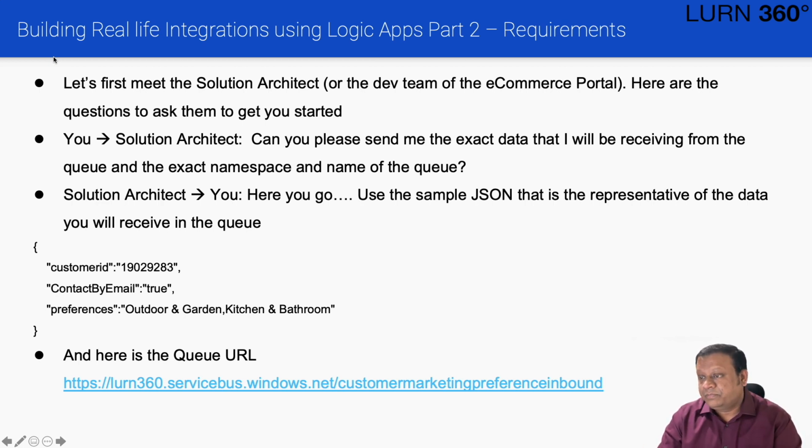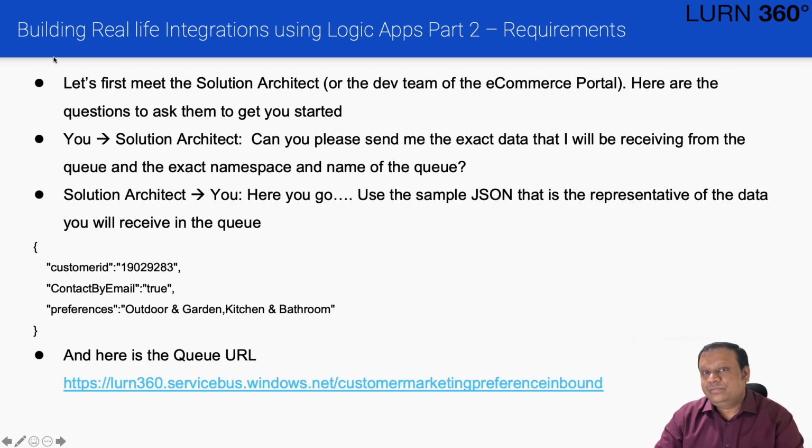Let's go ahead and ask, can you please give me or send me the exact data that I'll be receiving in the queue and the namespace of that queue? So there's two things you need to know. You're told that you would receive the data in the queue, so you need to know which queue: the name of the queue and the namespace of the queue. These two are important details you need in order to collect the data from that queue.